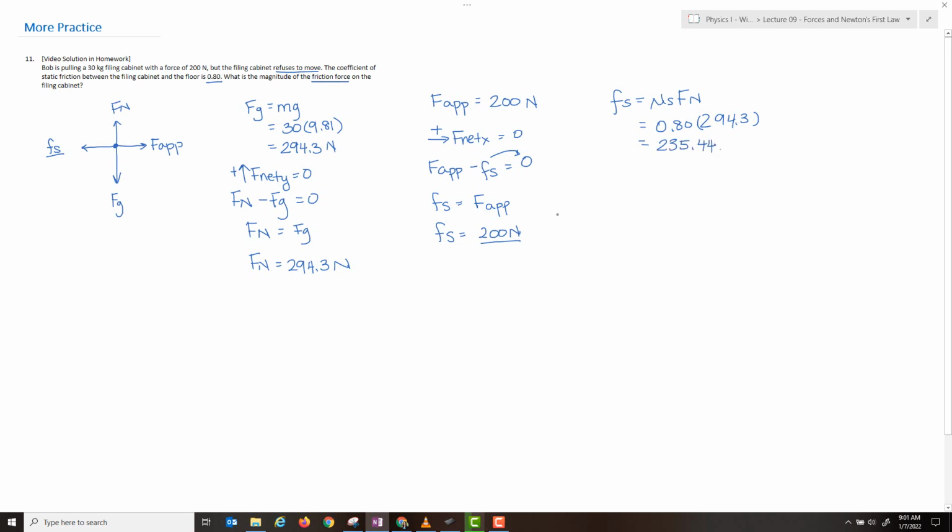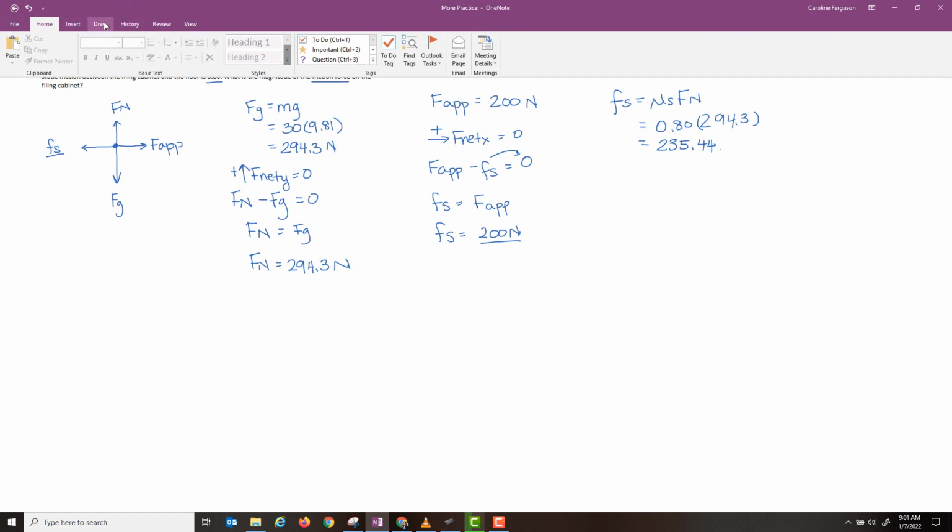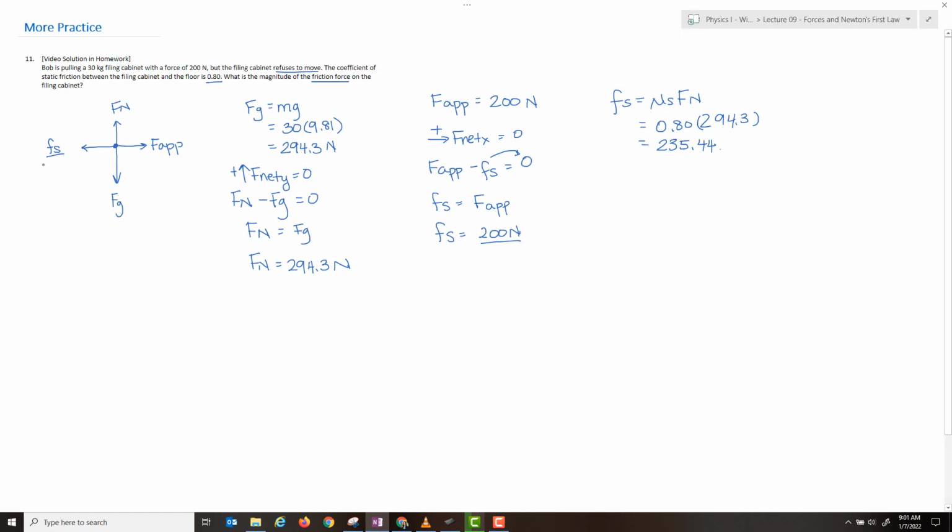Okay, but if the force of static friction was 235.44, then that would be bigger than the force applied, right? So if I put those numbers in, 235.44, and the force applied we said was only 200 newtons, then what does that imply? It means that the object has a net force pointing in the left direction, which means it's accelerating in the left direction, which doesn't make any sense. I'm trying to pull something this way, and me trying to pull it this way is not going to cause it to accelerate in the other direction.